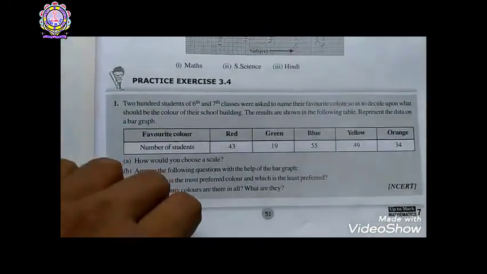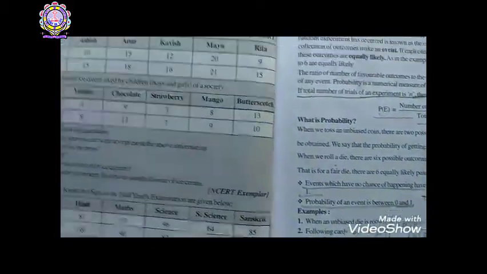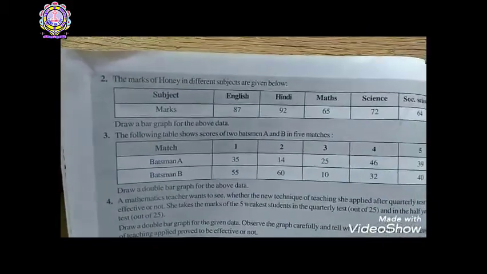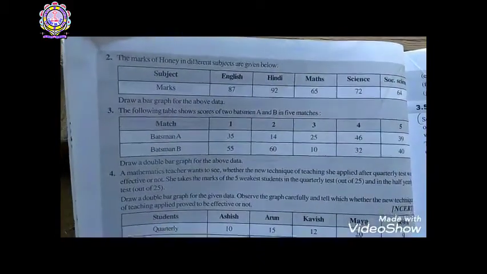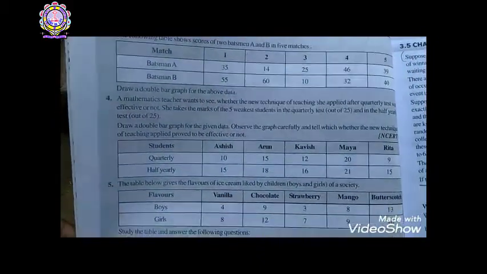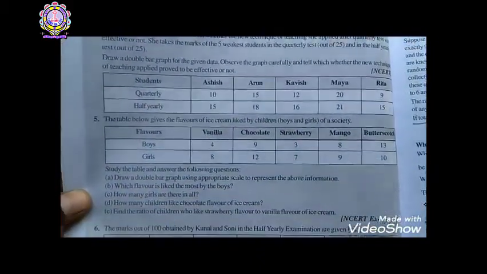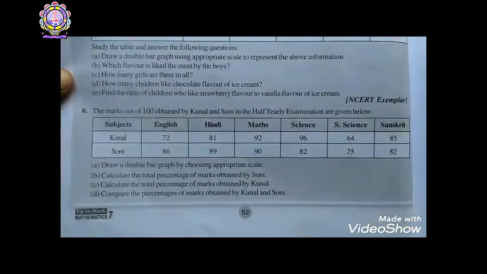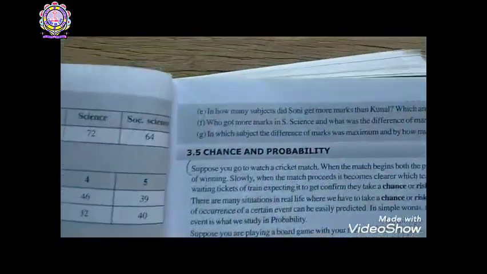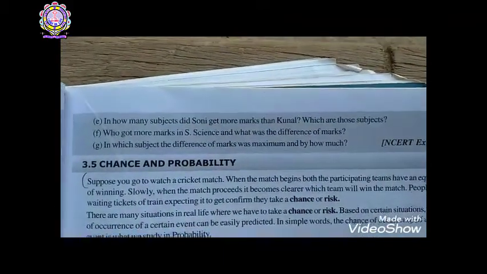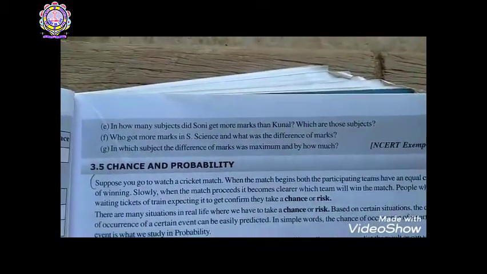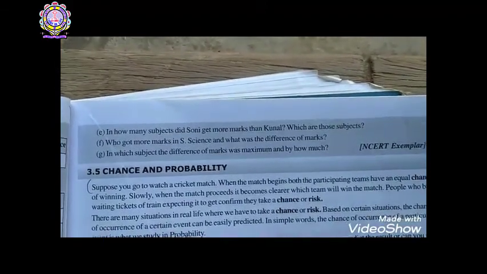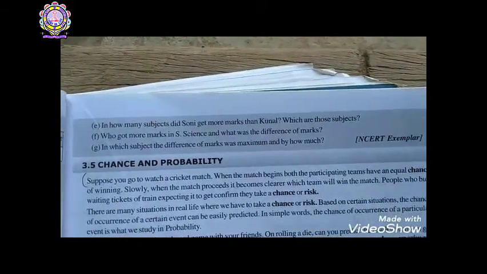First question 3, 4, question number 2, third, fourth, fifth, sixth, and some questions are also given here. And the next topic is chance and probability. That is an interesting topic.